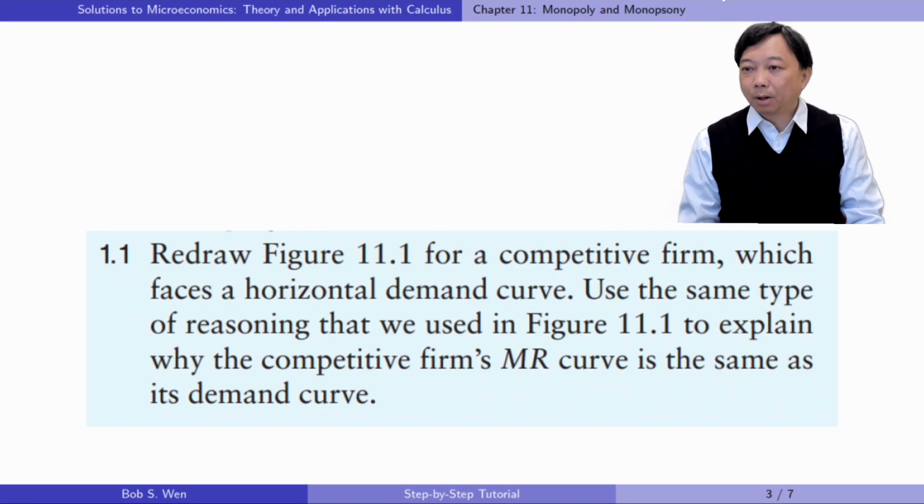Here's exercise 1.1. You draw figure 11.1 for a competitive firm that faces a horizontal demand curve. Use the same type of reasoning that we used in figure 11.1 to explain why the competitive firm's marginal revenue curve is the same as its demand curve.